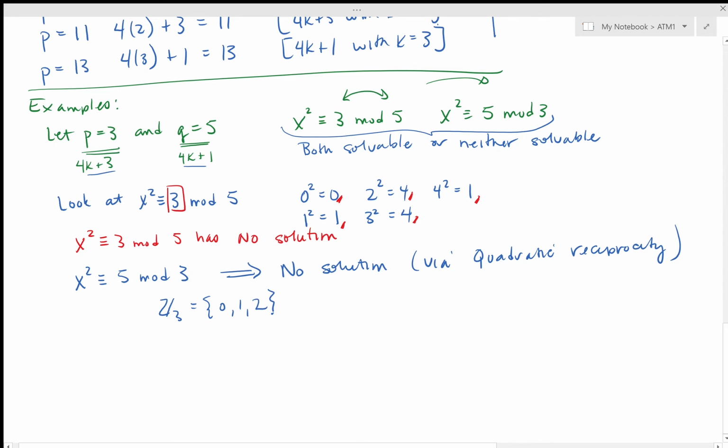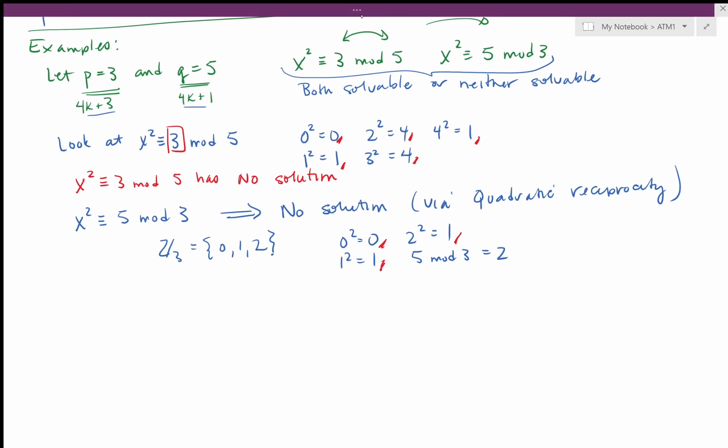Okay, and then I'm going to square them. So 0 squared will be 0 mod 3, 1 squared will be 1 mod 3, and 2 squared will be 4, which is also 1 mod 3. Okay, and then 5 mod 3 is 2. So none of these numbers here are 2. So this one's also not solvable. I already knew that because of the law of quadratic reciprocity. Okay, we're going to take another example.